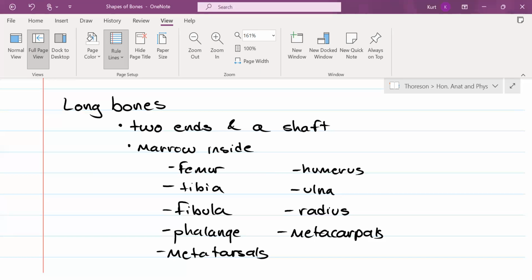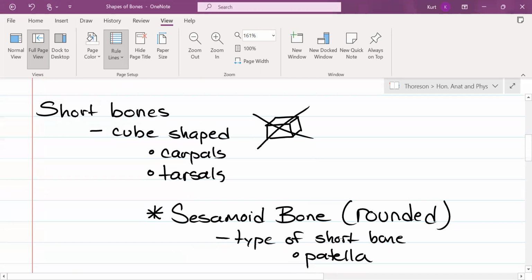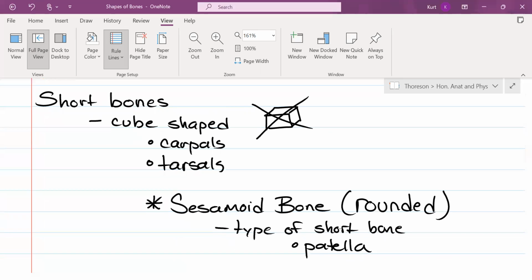All right, so if there's long bones, Eva, what must there also be? Short bones, that's right. There are short bones. Now, they're not going to be a perfect cube. They're cube-shaped, but not a perfect cube, so that's why I crossed out that cube. These basically include your carpals, which are your wrist bones, and your tarsals, which are your ankle bones.